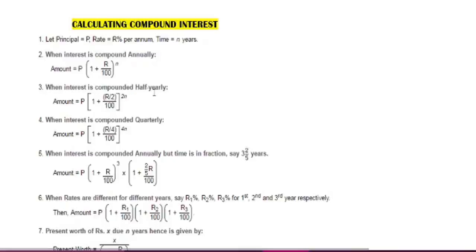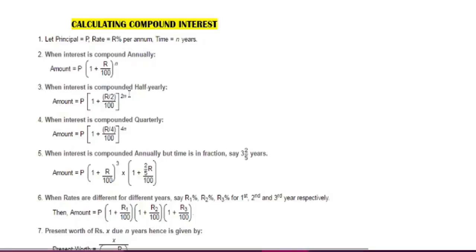For example, suppose the rate is 10% per year. Then for calculating for 6 months, the rate becomes 10 by 2, that means 5%. Similarly, time also: suppose the rate is 10% per annum, meaning per year. Then 1 year means 2 half years. So time becomes 2N.